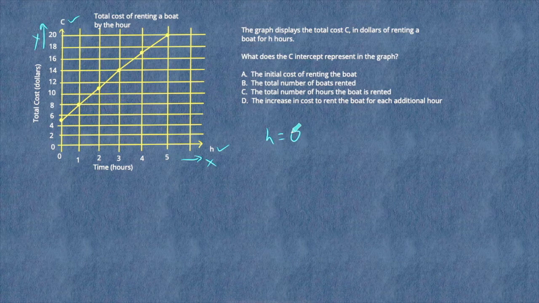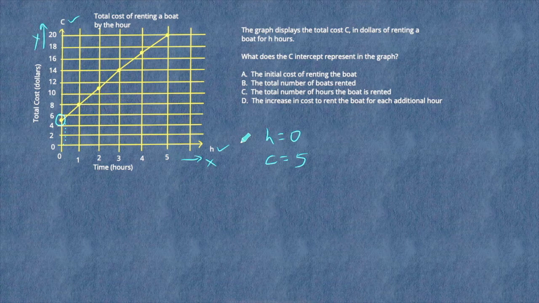If you look at the graph, when H equals 0, the C value is this one, which is 5. So when H equals 0, C equals 5. We don't need the value. We need to know what that 5 means. So it's a cost, $5. So what does that mean?